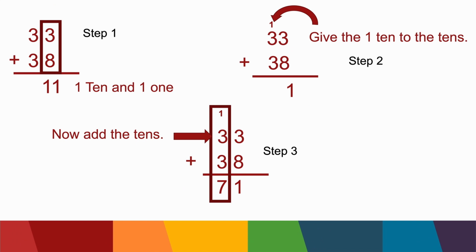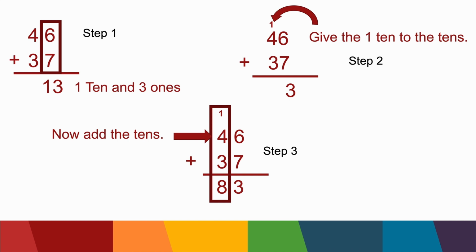33 plus 38. Step 1, we add the ones column. 3 plus 8 equals 11. 11 is actually 1 ten and 1 one. Step 2, we give the 1 ten to the tens column. We carry the 1 down. Step 3, now we add the tens column. 1 plus 3 plus 3 equals 7. Our problem is 33 plus 38 equals 71. Are you getting the hang of it?